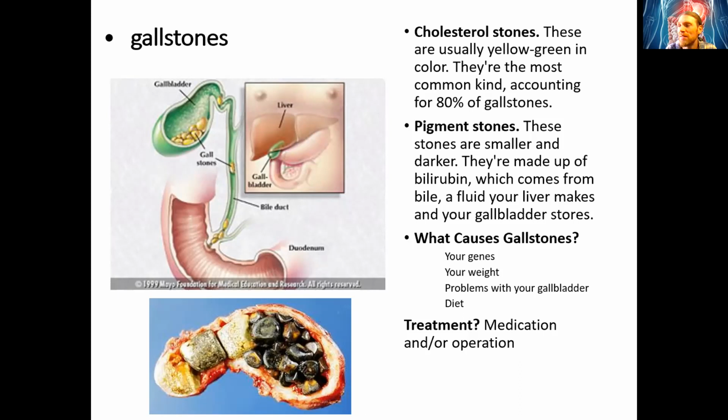And very often, I mean, there's a genetic factor involved, I'm not saying not, but very often it's the diet. All of these problems occur when you don't eat healthy.